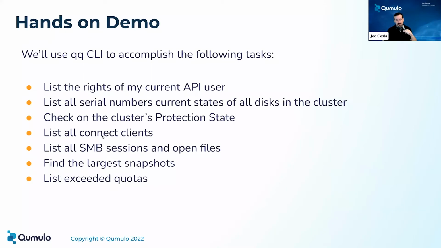I'm going to list all the different connected clients. I'm going to list all current SMB sessions and all open files. This is super handy, especially if you use SMB in your environment. I'm going to find what the largest snapshots are. And then I'm going to see if any users have exceeded their quotas. So these are some examples of all the different things you can do with the qq CLI. So let's move on to the demo.